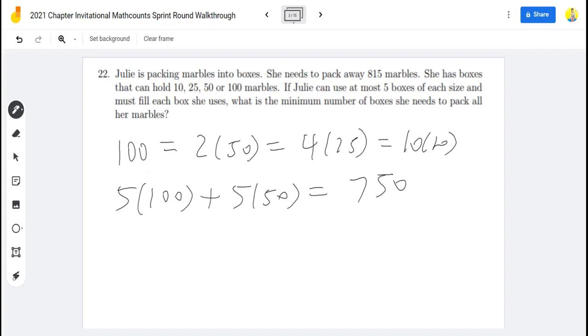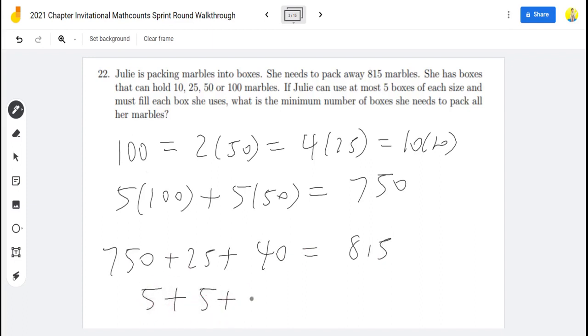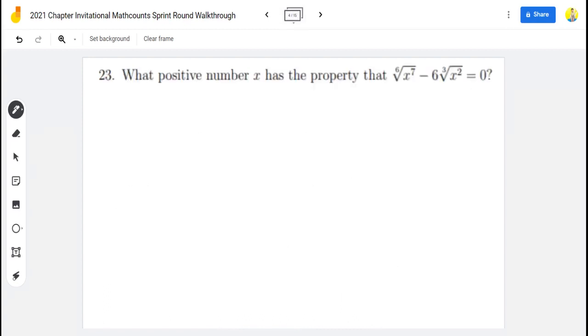So we only can use 1 box of 25. So we see that 750 plus 25 plus 40 equals 815. So we used 5 boxes of 100, 5 boxes of 50s, 1 box of 25s, and 4 boxes of 10s for a total of 15 boxes altogether. Moving on to question number 23.